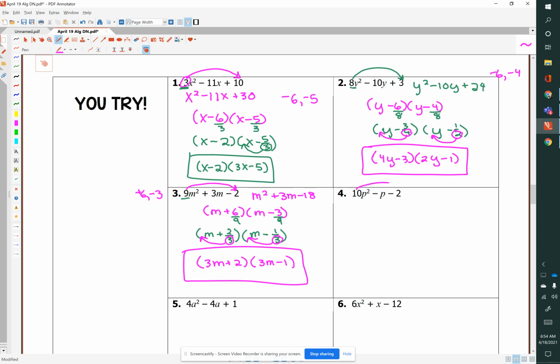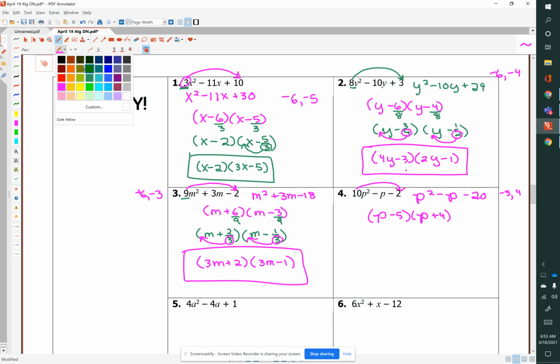Number 4, let's multiply 10 by negative 2 to give us p squared minus p minus 20. I need two numbers that add to negative 1 and multiply to negative 20. So that would be a negative 5 and a positive 4, which add to negative 1, and negative 5 times positive 4 equals negative 20. So now we have p minus 5, p plus 4.